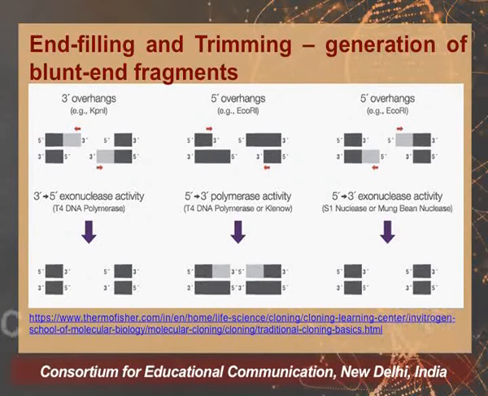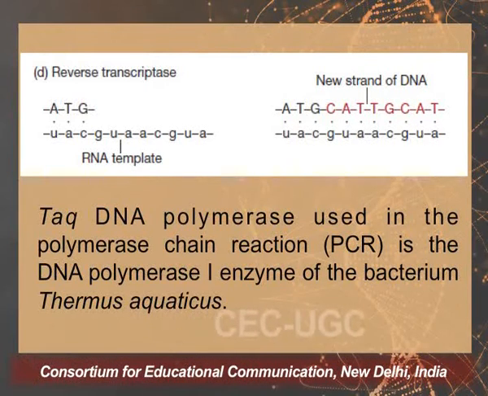So, there is a possibility that the incompatible ends which you get can be trimmed or end filled to produce the blunt end fragments and then the ligation can proceed. Another enzyme used for synthesis is the reverse transcriptase, which uses the RNA as the template and synthesizes the new DNA molecule. This is used when we want to make the recombinant DNA containing the cDNA, the DNA which is produced by using this enzyme from the RNA transcript. So, when we need to learn the expression level, then we use this reverse transcriptase enzyme.